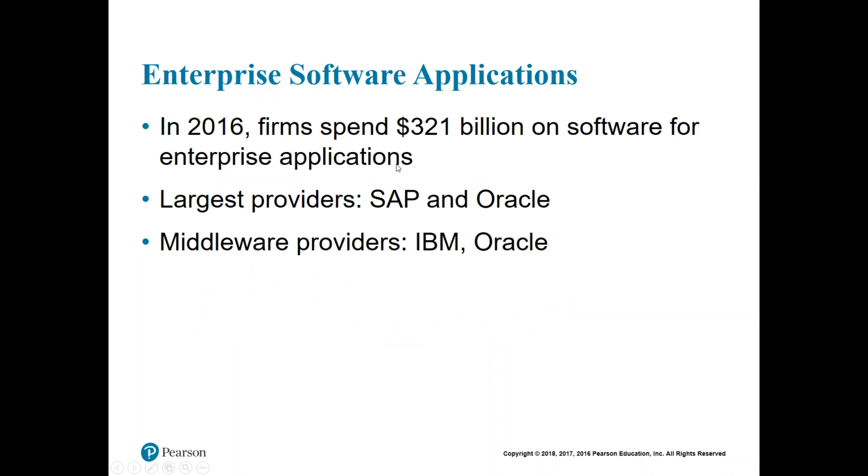Enterprise software. We're talking about ERP systems, CRM systems, things that interconnect all the components of your organization. These are large-scale software platforms. Examples are SAP, Oracle, and IBM has something out there that competes with ERP systems. They also provide database systems.